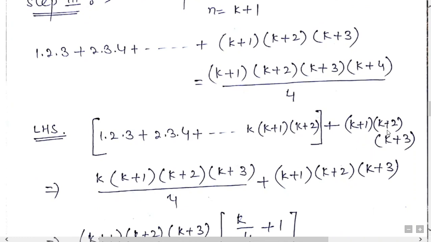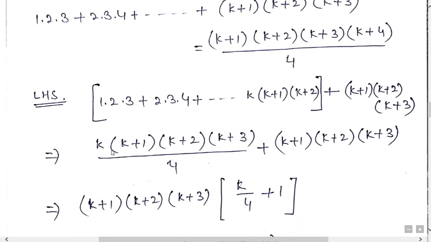Now, write the second last term of the series. If the last term is k plus 1, k plus 2, k plus 3, then the second last term will be k into k plus 1 into k plus 2. You can judge the terms from the first and second term. Only the difference of 1 is there in the series.